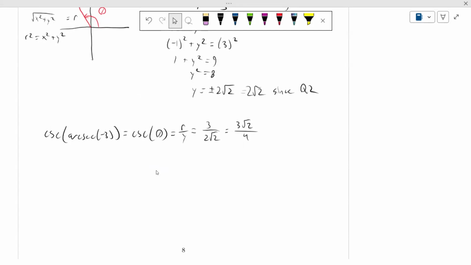You have to know how to graph sine and cosine, and of course their reciprocals. Okay, I'm going to go ahead and stop the recording anyway.